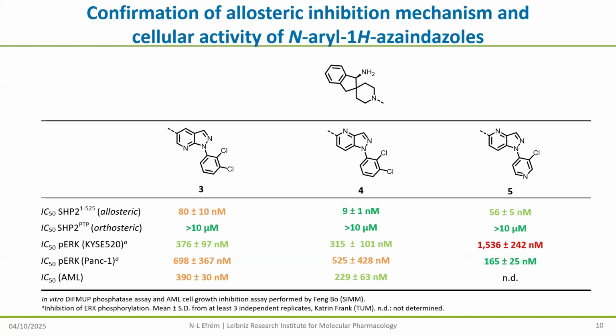The compounds were also tested for their ability to inhibit ERK phosphorylation, a downstream signaling event of SHP2, in an esophageal and a pancreatic cancer cell line where they showed moderate inhibitory potency. They also inhibit with moderate potency the proliferation of an acute myeloid leukemia cell line, but I should point out that the cellular potencies are not at a level where we'd like them to be.